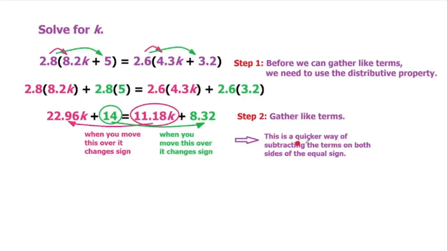This is a quicker way of subtracting the terms on both sides of the equal sign. So this is a trick. What we would do in the past is, to get this over to this side, we would subtract both sides by 11.18k. But really what you're doing is, in the end, it looks like you're just moving this over and changing its sign. And same thing for this.